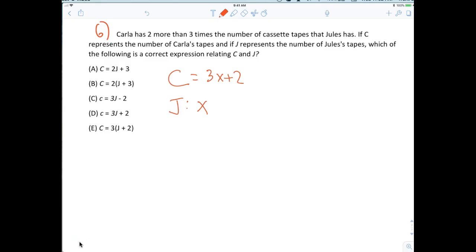Now, look carefully. C represents the number of Carla's tapes and J represents the number of Jules' tapes. I like to use X, but in this case, they're telling me to use what for Jules? J. I'm just changing this to J, and then Carla would be 3J plus 2. Does everybody see that? So the correct answer is D.